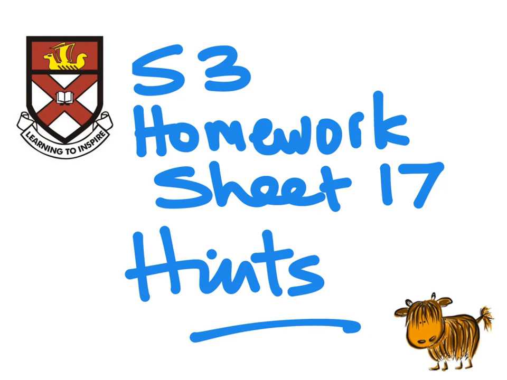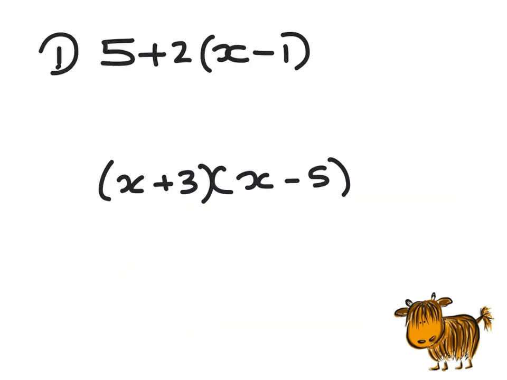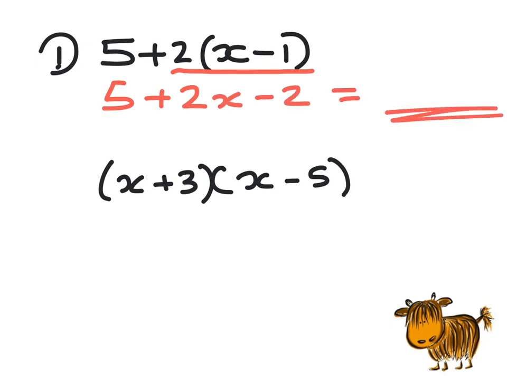Right, here we go with some hints for homework sheet 17. Question 1, removing brackets and tidying up. So looking at the expression we've got here, what we do not want to do is the 5 add the 2. What we really want to do is 2 times the bracket. So keep the 5 and then do 2 times x, take away 2 times 1, tidy that up, done.